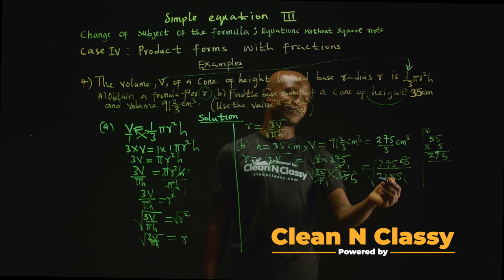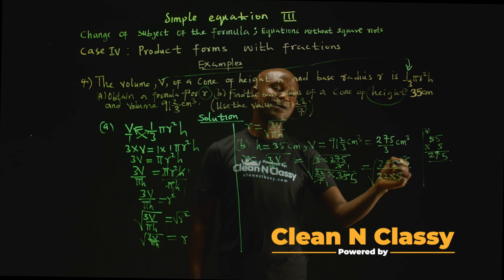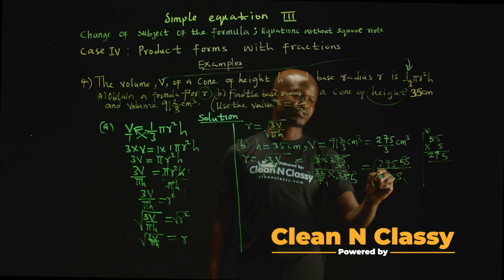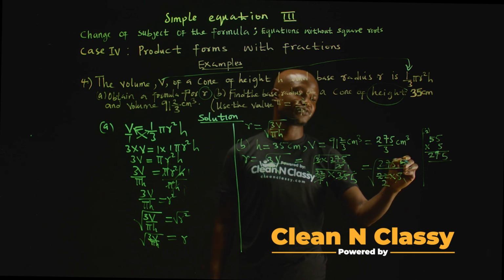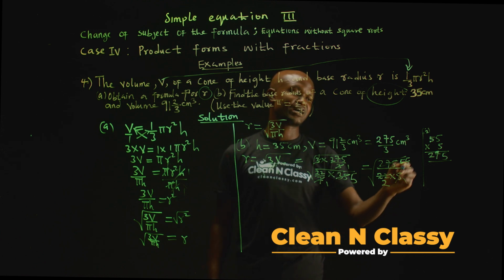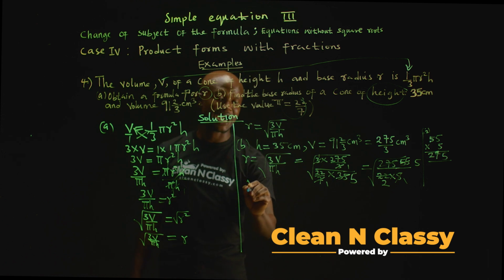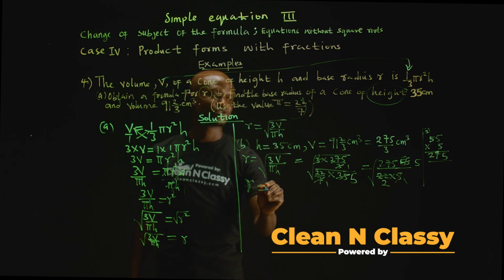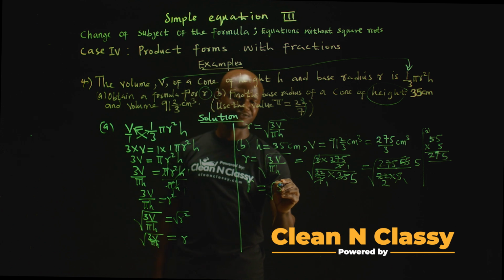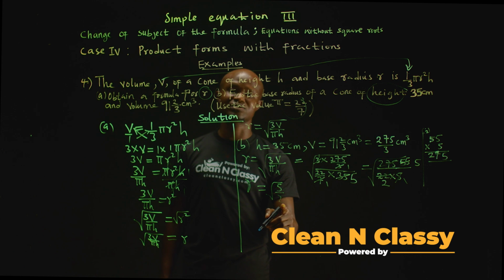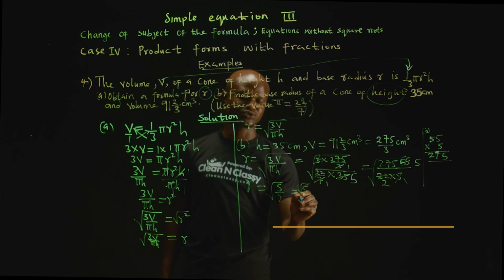Now from here we can simplify further. What number will divide both 55 and 22? That's 11. 22 divided by 11 we have 2, and 55 divided by 11 we have 5. So in this case we have r equals square root of 5 divided by 2. 5 is not a perfect square and 2 is not a perfect square. So we write this as square root of 5 divided by square root of 2.